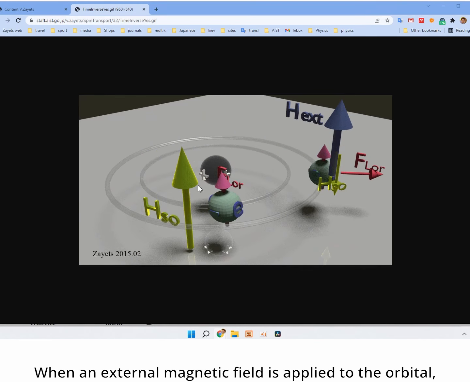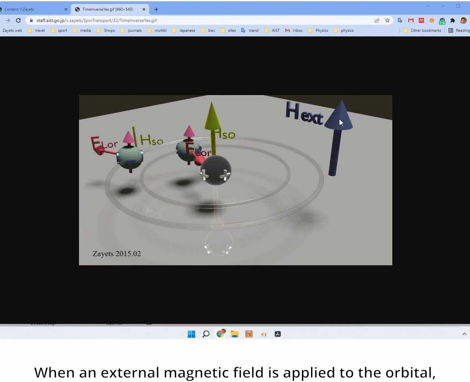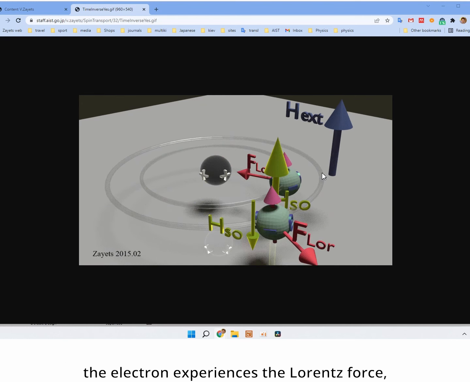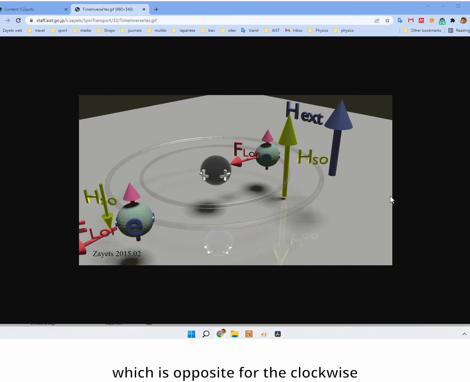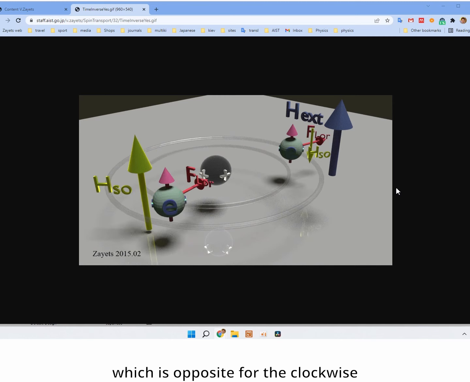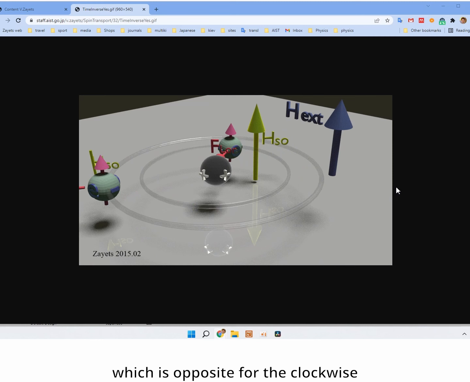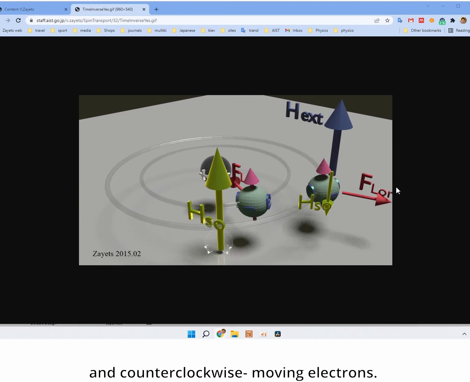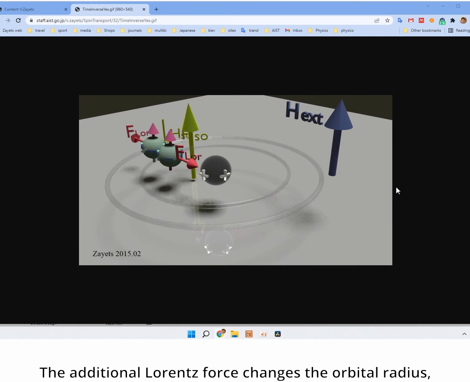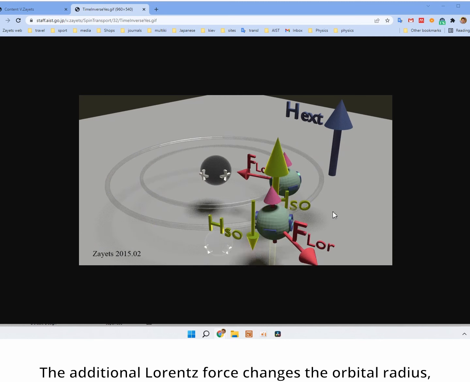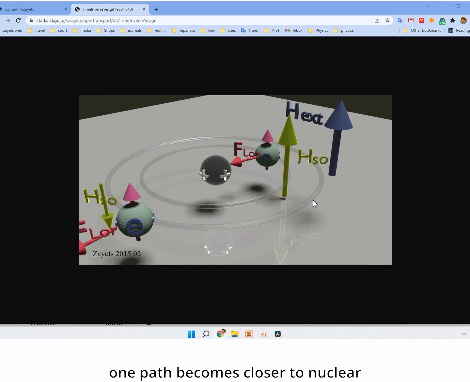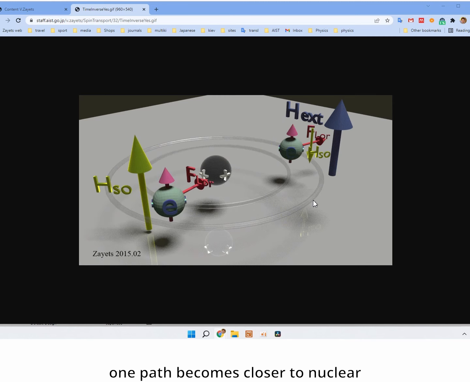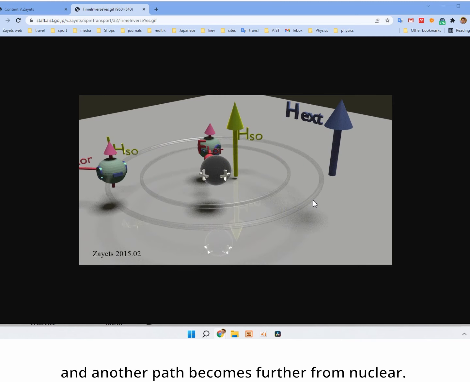When an external magnetic field is applied to the orbital, the electron experiences the Lorentz force, in red, which is opposite for clockwise and counterclockwise moving electrons. The additional Lorentz force changes the orbital radius. One path becomes closer to the nucleus and another path becomes farther from the nucleus.